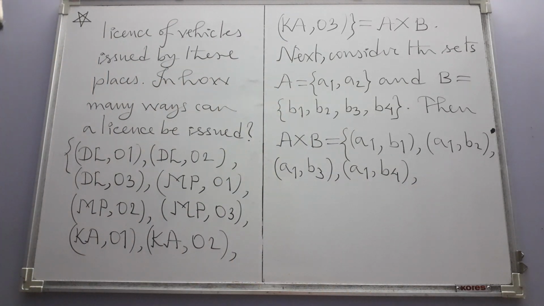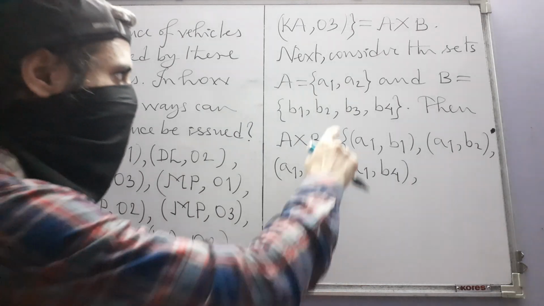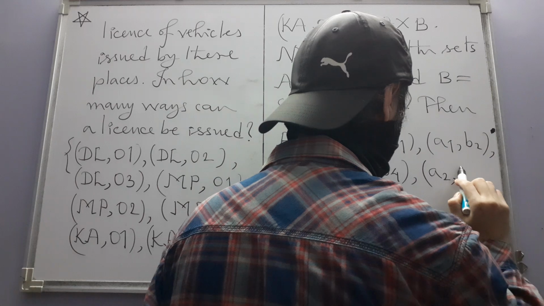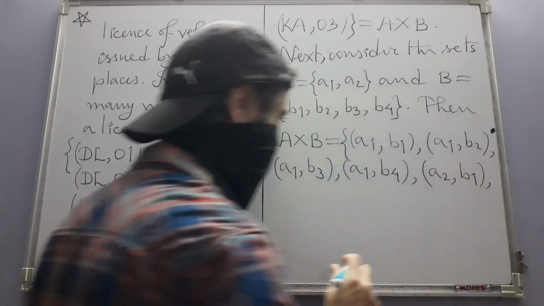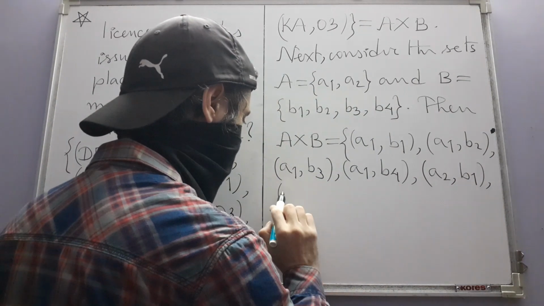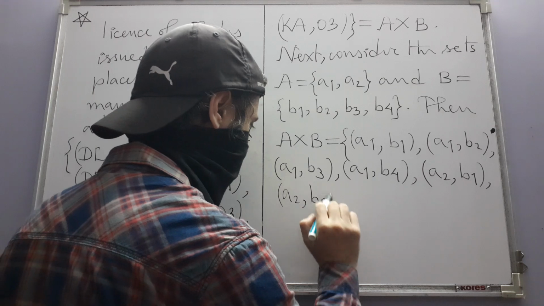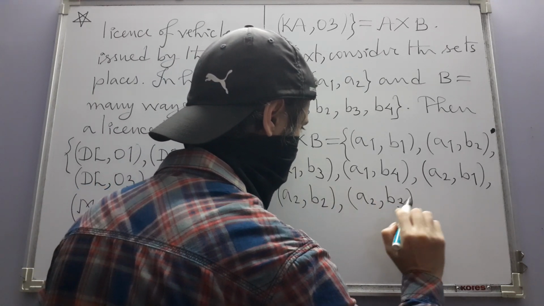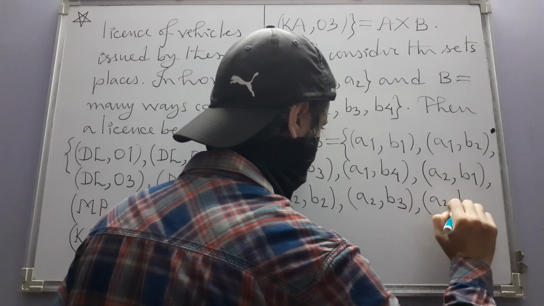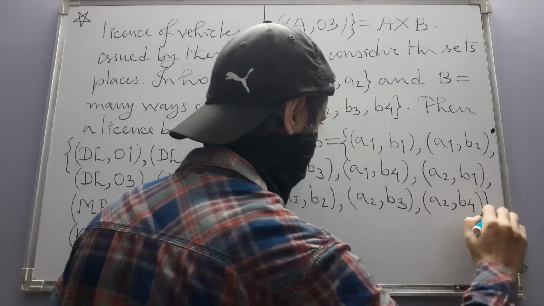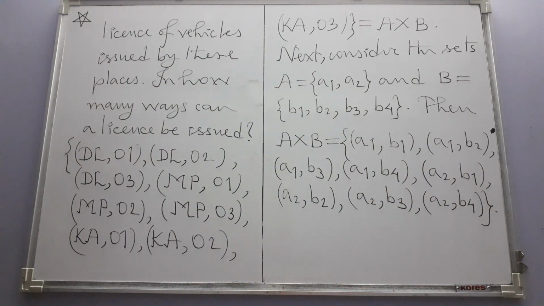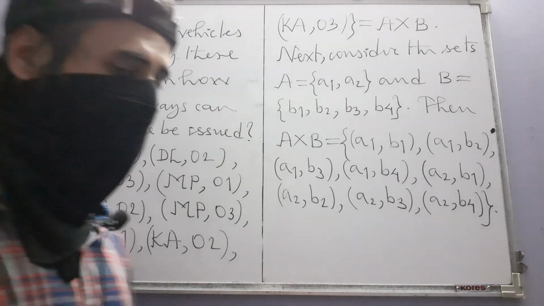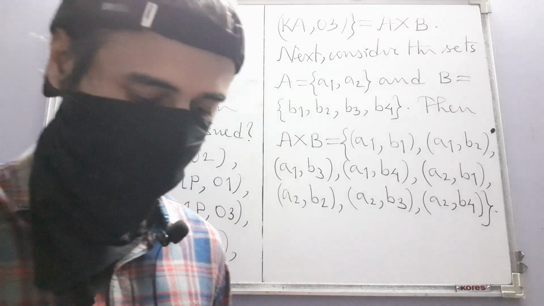and then I change the first component. Now my first component is A2. With A2 as my first component, the second component again can either be B1 or B2 or B3 or B4. Okay, so this is A times B. And now there is something else to talk about as well.